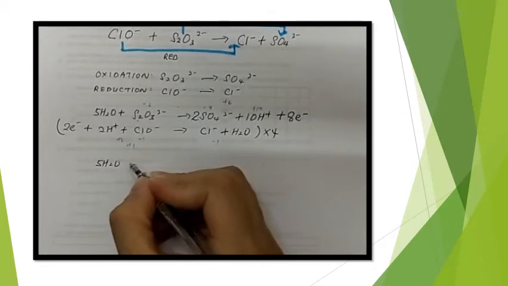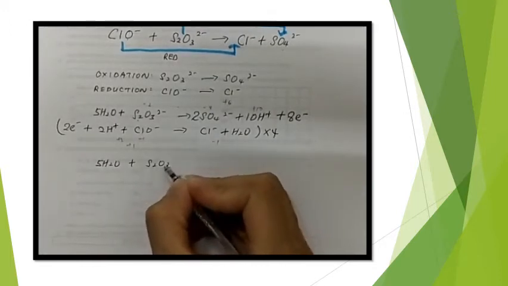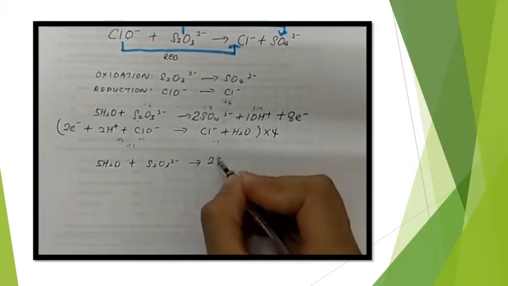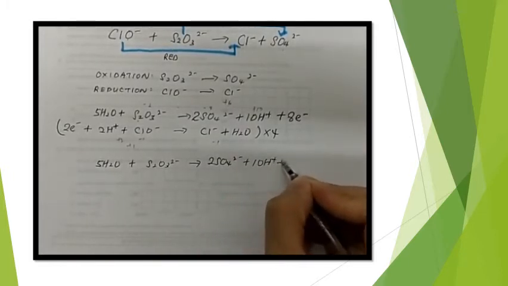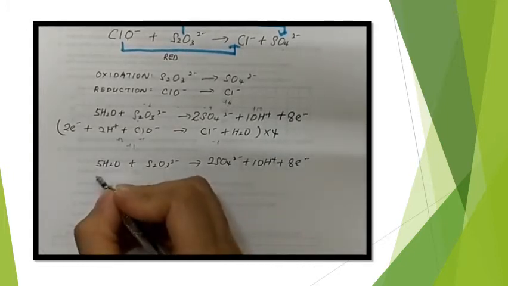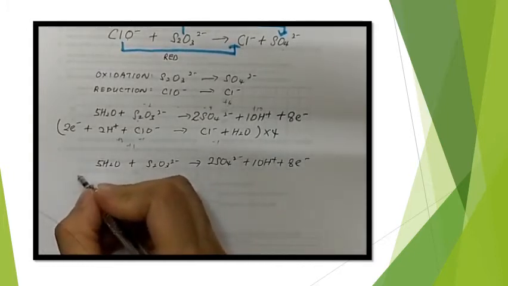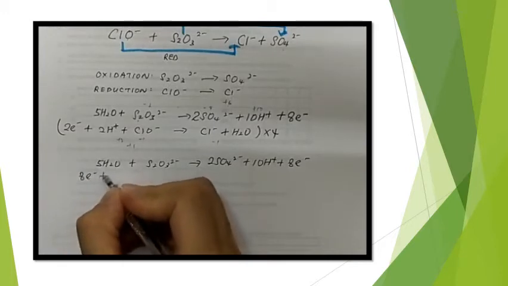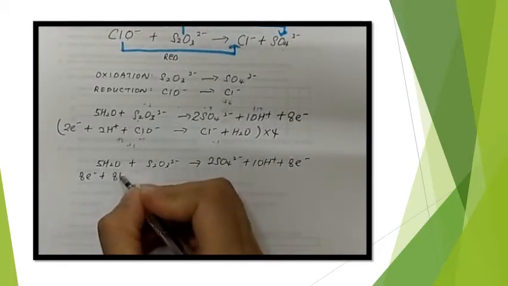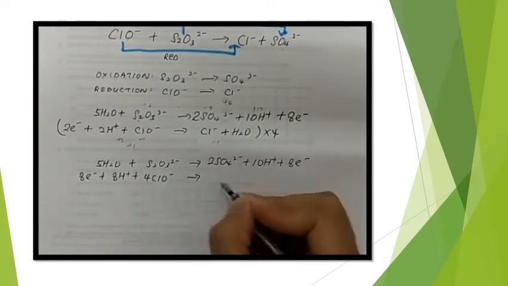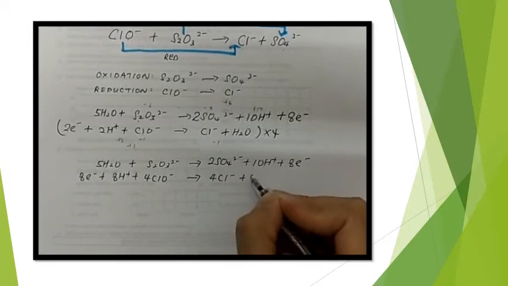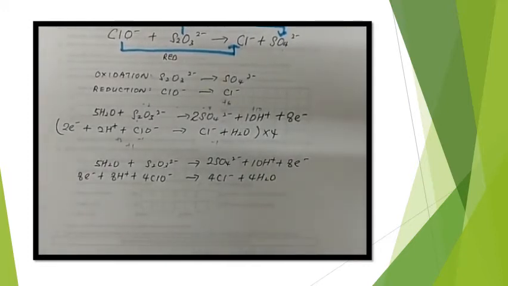5 H2O plus S2O3 2 negative form 2 SO4 2 negative plus 10 H plus, 8 electron. Over here the same, I need to add 4 times 2, 8 electron, plus 4 times 2, 8 H plus, then plus 4 ClO negative, then form 4 Cl negative plus 4 H2O. Okay, now checking the number of electrons is the same, so can cancel off.